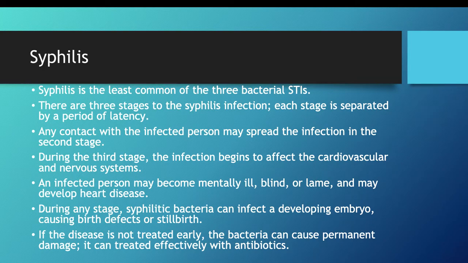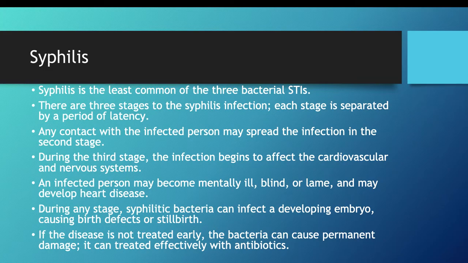Syphilis is one of the least common of the 3 bacterial STIs. There are 3 stages to the syphilis infection. Each stage is separated by a period of latency. So latency means it's sort of like nothing's happening. Any contact with the infected person may spread the infection in the 2nd stage. During the 3rd stage, the infection begins to affect the cardiovascular and nervous system. An infected person may become mentally ill, blind, or lame, and may develop heart disease.